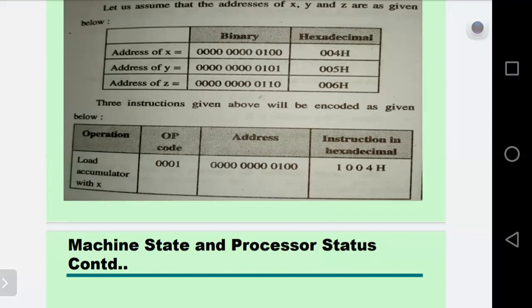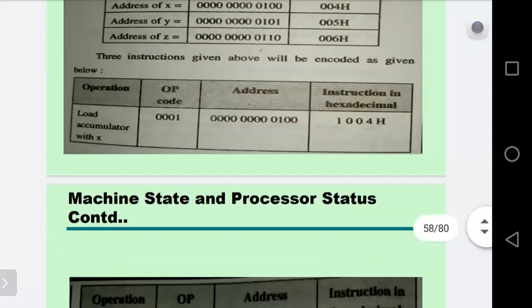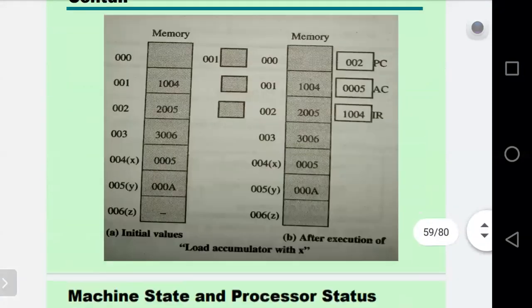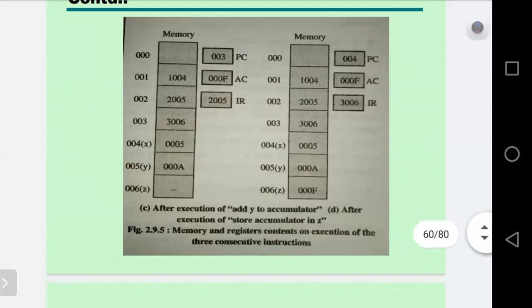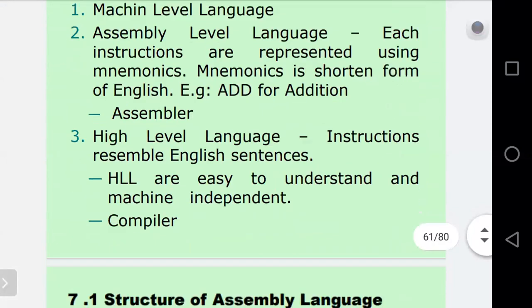Now imagine how difficult it is to write your whole program in binary form: 0001, 0000, 000001, 00. And the same thing, suppose you are writing in hexadecimal. So what is the 1? One is your operational code, and 004 is nothing but the address, right? These things we have discussed. And how your addition is performed, this thing also we discussed in the last-to-last lecture.